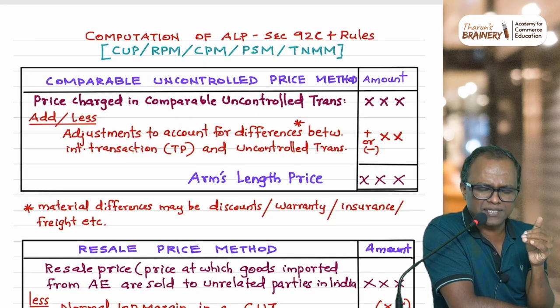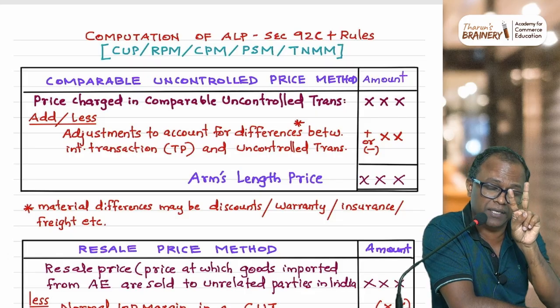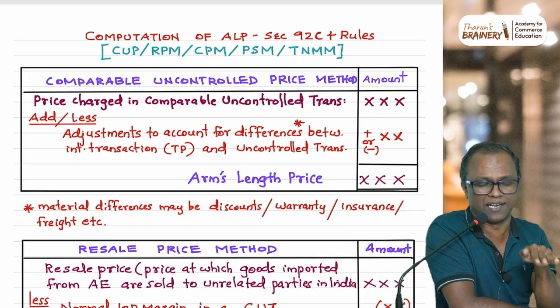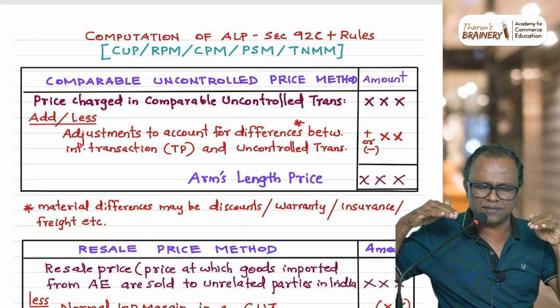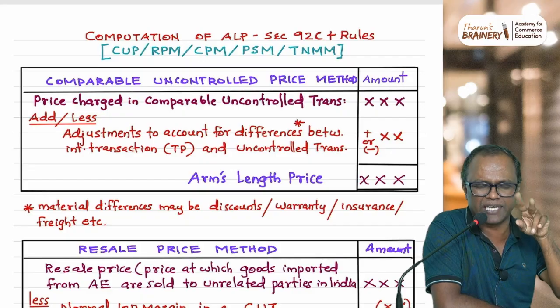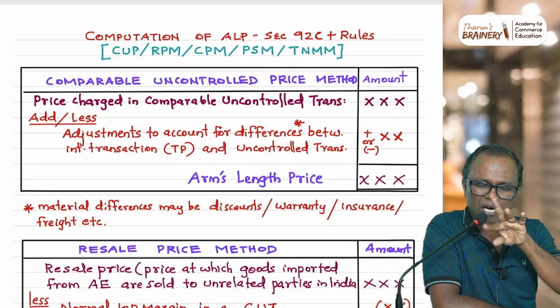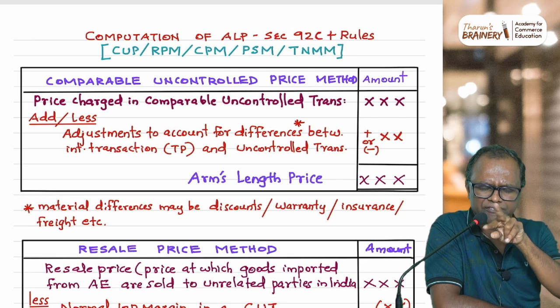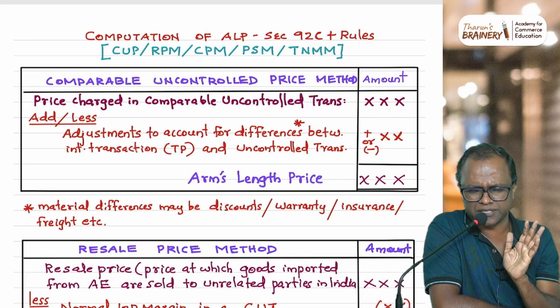Now the second step is to make a comparison, because these two transactions should be at the same comparable level. There may be some level difference. While making the comparison, both of them should be at the same comparable level. There may be some functional differences, some material differences which would affect the price. Those material differences should be eliminated, so that we will get the arm's length price.